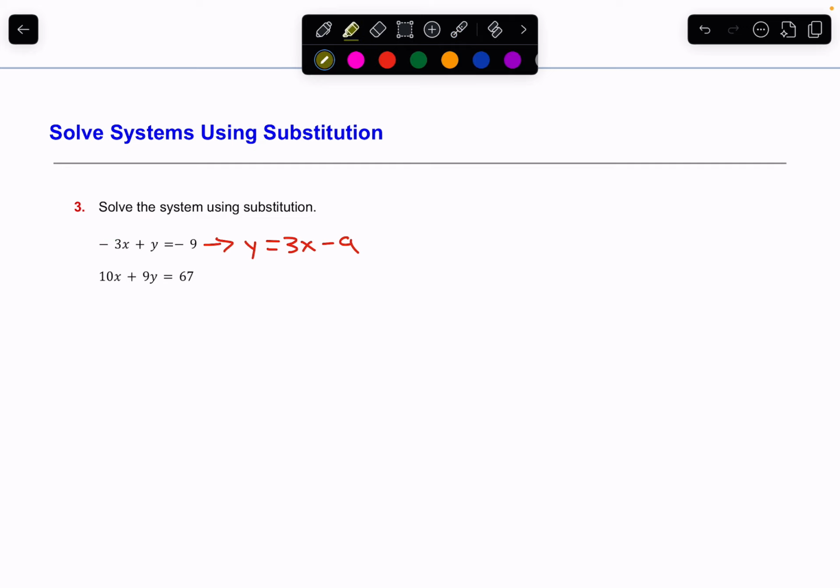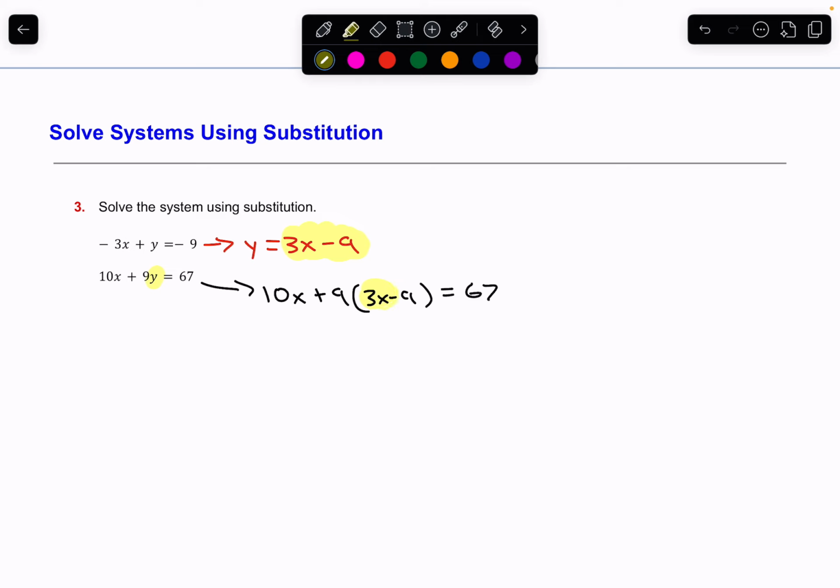Now I can go ahead and replace y in the second equation with what I know y is equal to. So this second equation is going to become 10x plus 9, and then where I see the y, I'm going to write 3x minus 9, and this is equal to 67.